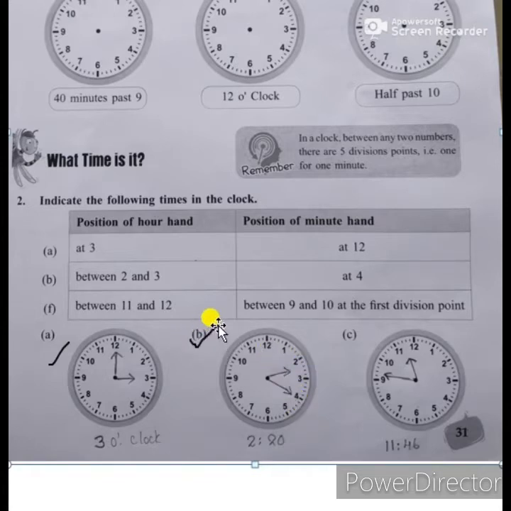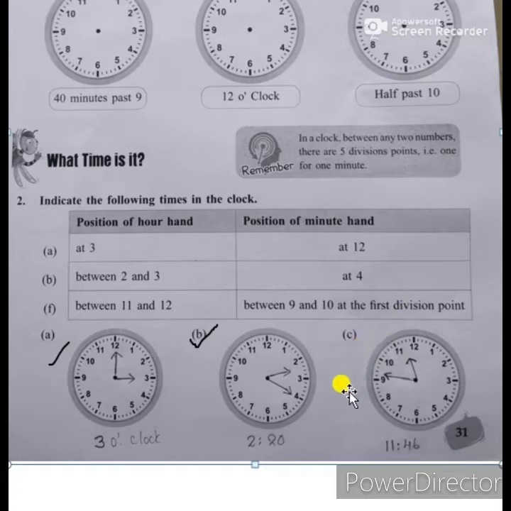The next one is between 11 and 12. Hour hand is between 11 and 12 and the minute hand is between 9 and 10, the first division point. That means here the time is more than half an hour past 11, since between 11 and 12, and the first division after 9 and 10. So what will be that?